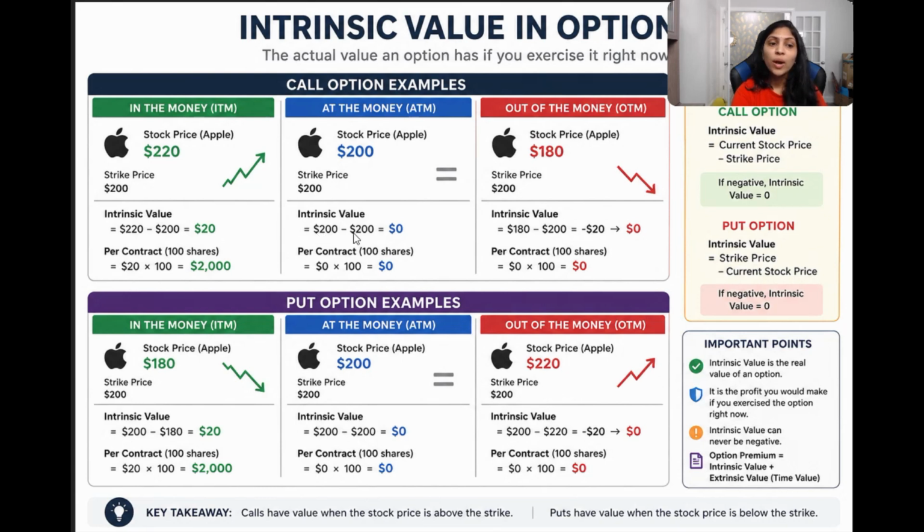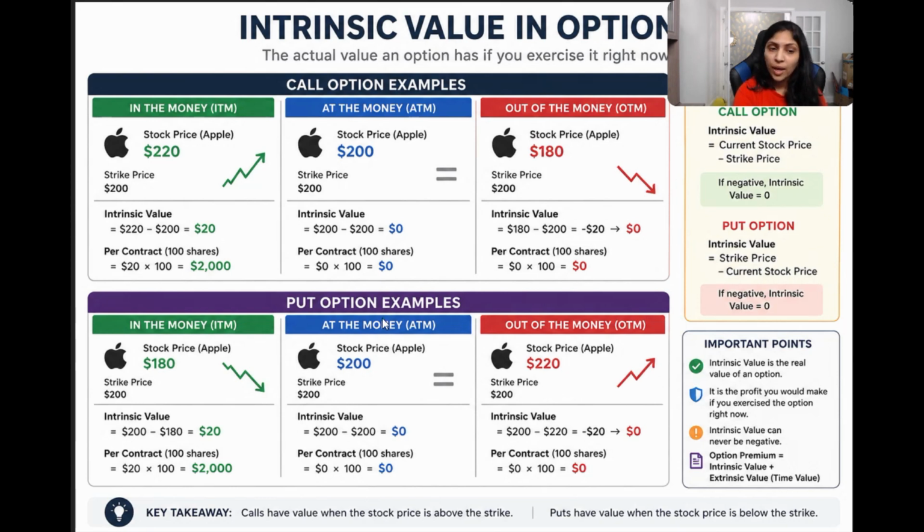And we'll see at the money: stock price is 200 and strike price is 200 too. So in that case, 200 minus 200 equals 0. So the intrinsic value of that contract is 0. And for the out of the money contract, stock price is 180, but you went above the stock price, which is the $200 strike price, and these contracts are cheaper. Here 180 minus 200 equals minus 20. But remember, intrinsic value can never be negative. So it is always 0. Anything negative, we will say 0 only.